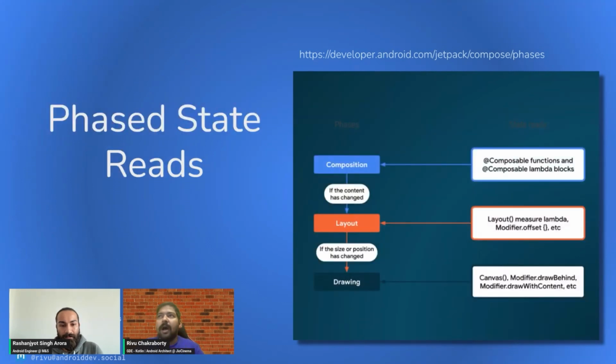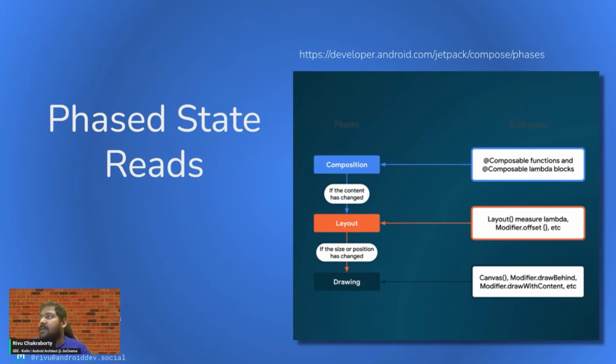So these are the state reads. At the composition layer, as I said, all composable functions and composable lambda blocks are read and then the layout nodes are created. Then in the layout phase, it measures the lambda, and it works with Modifier.offset and Modifier.padding. All those are measured here, and then layout boundaries are set. And on the drawing layer, it works with Canvas, drawBackground, drawWithContent, text, etc.